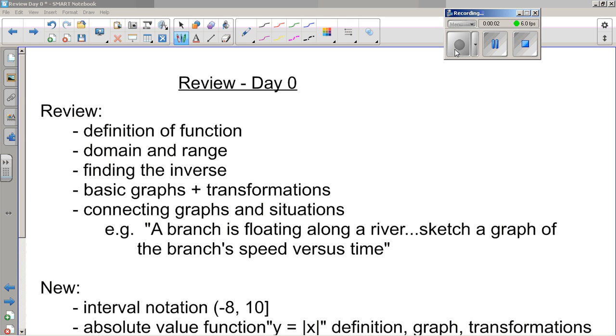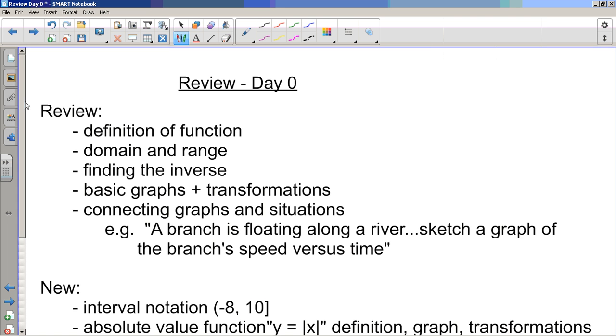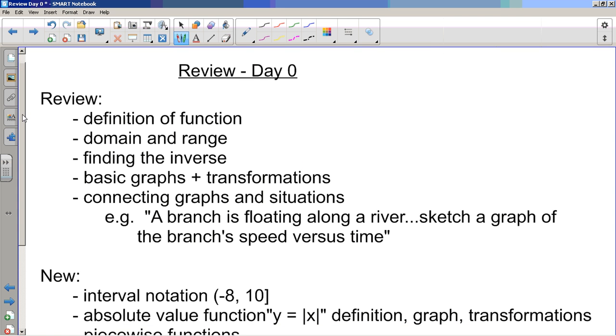All right, here we go. Function, folks, review day 0. Well, this is for unit 0. Day 0 is okay. It was a big unit, chapters 1 and 2 in our textbook. A bunch of the stuff in this unit 0 was review of grade 11 and earlier. The definition of a function, domain and range, finding the inverse, basic graphs and transformations, and connecting graphs and situations.